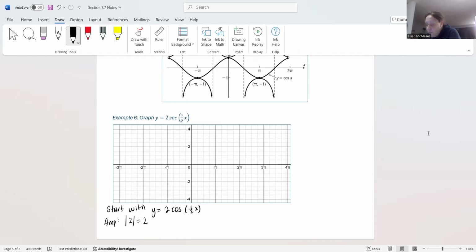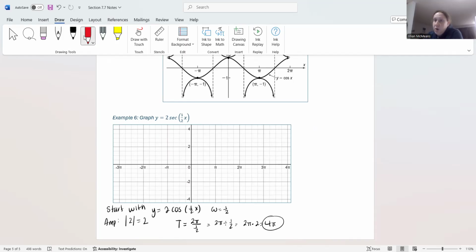And then we need to talk about the period. So we have omega here is 1/2. So we definitely have a horizontal stretch or compression, so we need to figure out how that impacts our period. The period of our graph is always going to be the initial period, which is 2 pi, and then we divide by omega, which is 1/2. So we get 2 pi divided by 1/2, which is 2 pi times 2 over 1, which is 4 pi. So our period is 4 pi.